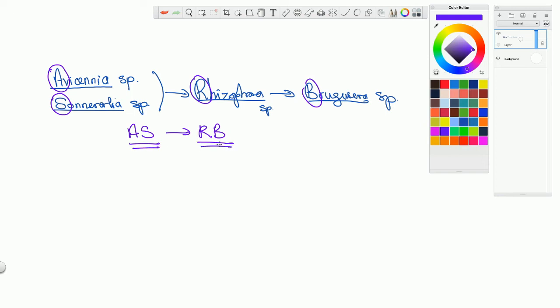I change AS to become Asian, RB I put it as rabbit. So Asian rabbit, AS, RB. Okay, yeah. Of course, it depends on whether it's an assay or really a structure question.